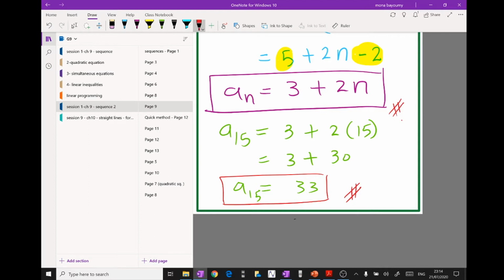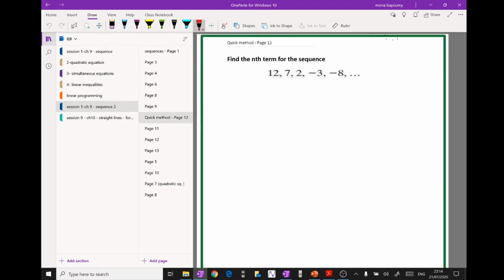We want to learn another way to find the nth term. To find the nth term, we have a very, very quick method. In this method, here we have 12 is the first term, 7 is the second term, 2 is the third term, negative 3 is the fourth term, negative 8 is the fifth term.